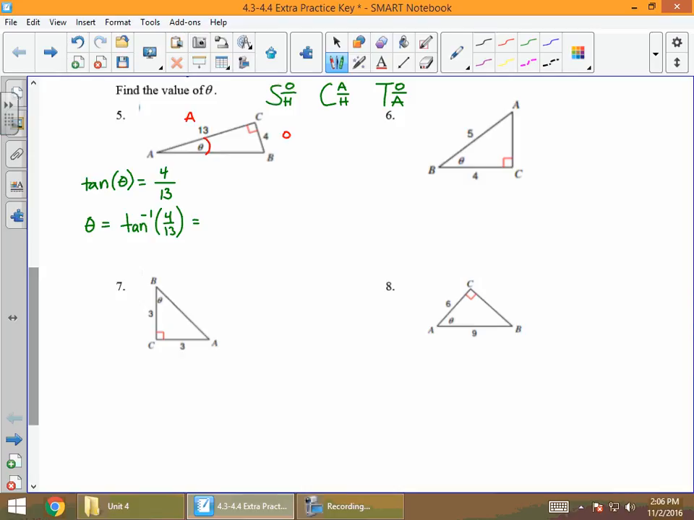That means theta, and it says we want to round this still. So these are all degree measures. So this is going to be roughly 17.1 degrees.